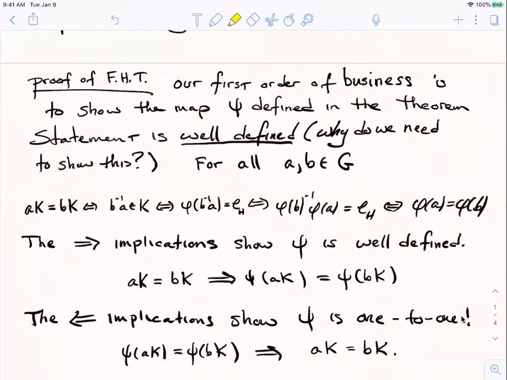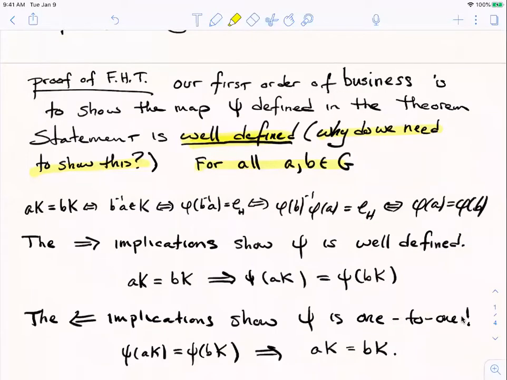First order of business is this well-defined. If that function is not well-defined, I don't think there's any reason that we should prove any other properties about it, because we should just put it in the trash. I just answered the question, why do we need to show this? We need to show it because psi is acting on a coset by doing something to its representative, and there's many representatives.